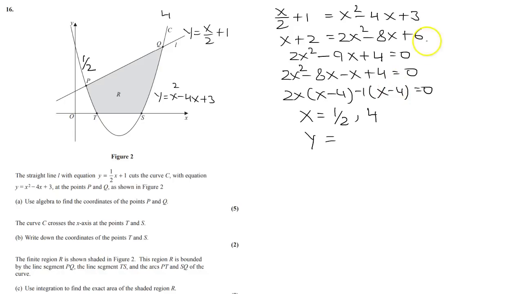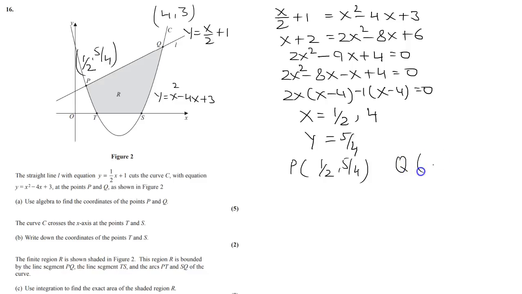So y will be, if x is half, so half and half, 1 over 4 plus 1, that is 5 over 4. Half and 5 over 4. And if it is 4, 4 over 2, 2 plus 1, 3. So P is half and 5 over 4 and Q is 4 and 3.